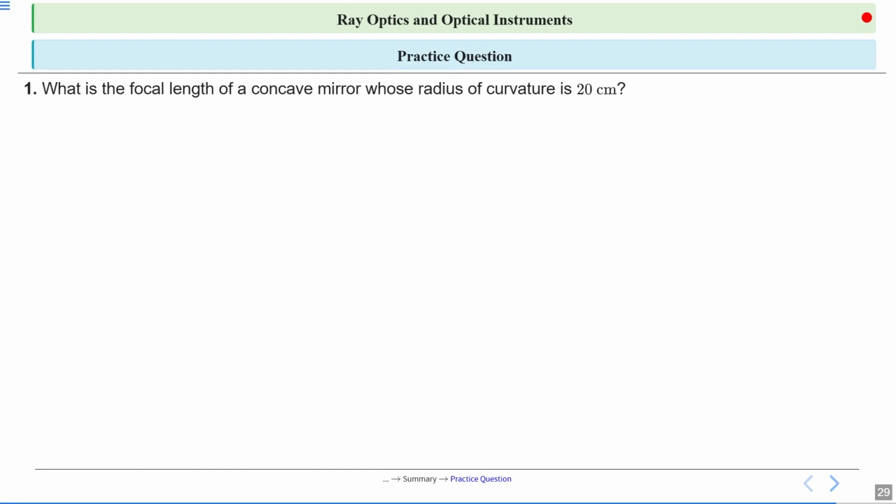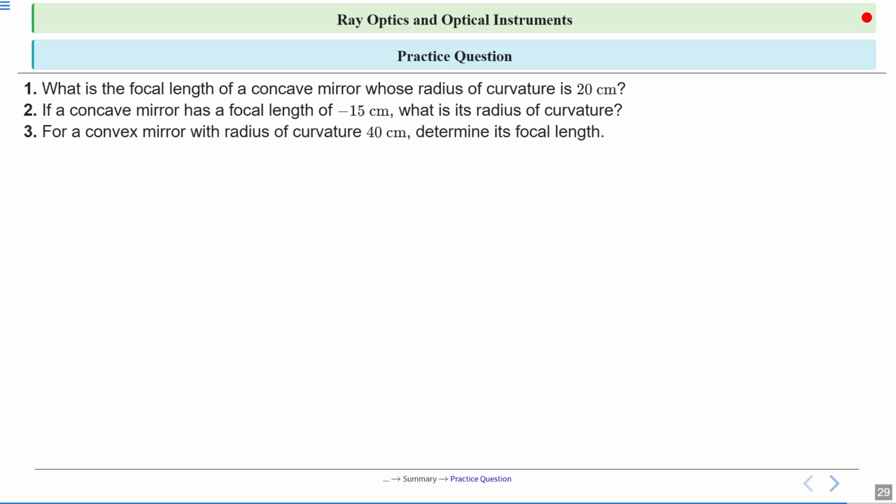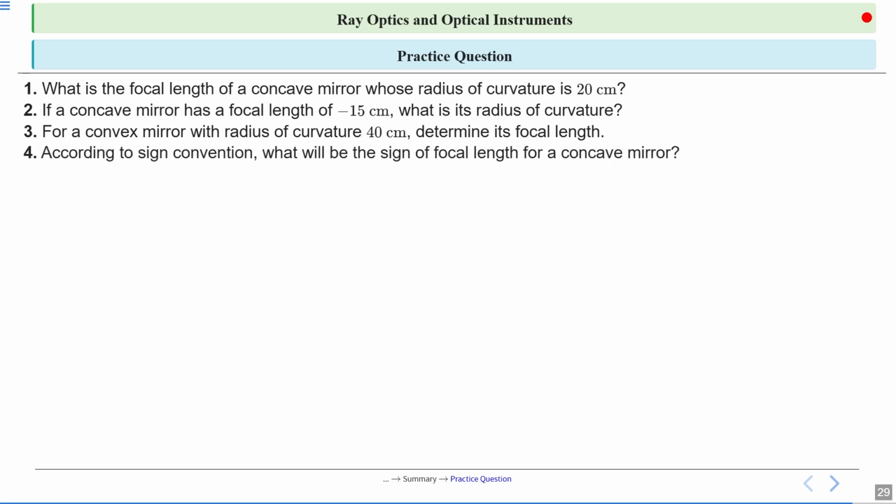There are some practice questions. What is the focal length of a concave mirror whose radius of curvature is 20 cm? If a concave mirror has a focal length of minus 15 cm, okay, it is given in the question here, but it will not always be given. What is the radius of curvature? You have to determine whether its focal length is negative or positive based on the mirror. For a convex mirror with radius of curvature 40 cm, okay, for a convex mirror, radius of curvature will be taken as negative or positive? Positive. Determine its focal length. According to sign convention, what will be the sign of focal length of a concave mirror?